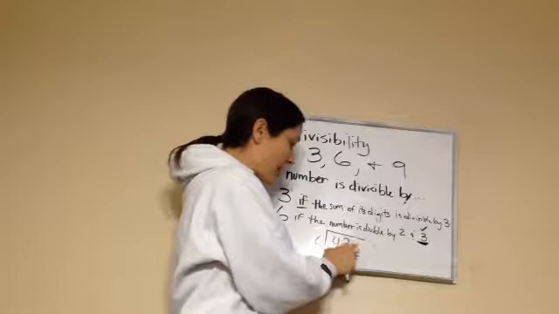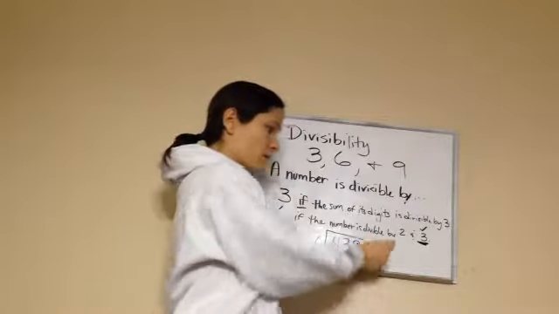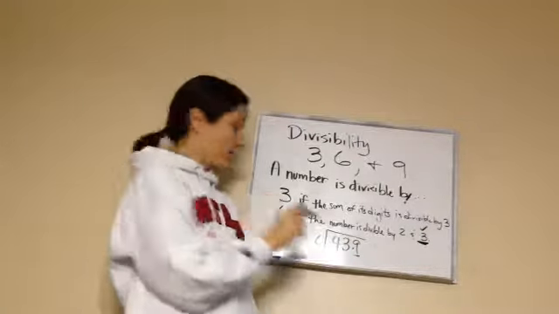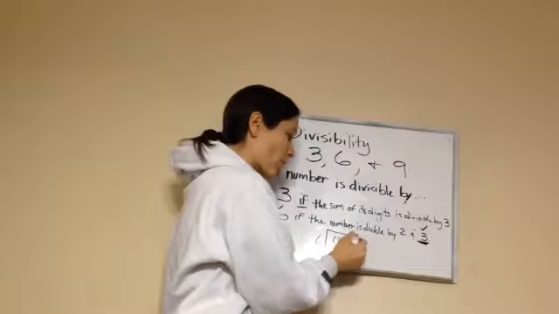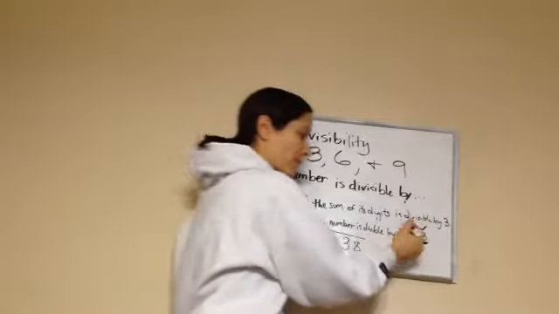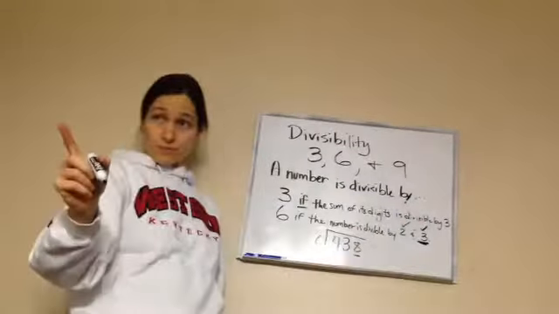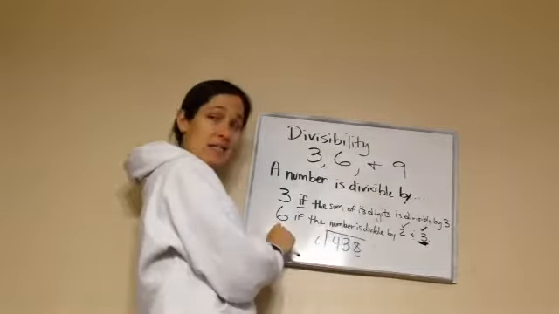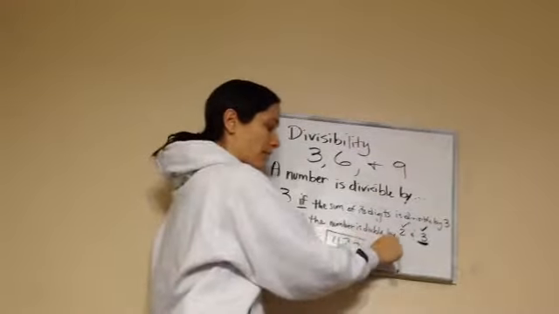So if this was a 9, would it be divisible by 2? No, because it's an odd number. Okay? But because it's an even number, we know that it will be divisible by 2. So I'm going to put a check mark. Now, read this, Eli. A number is divisible by 6 if the number is divisible by 2 and 3.